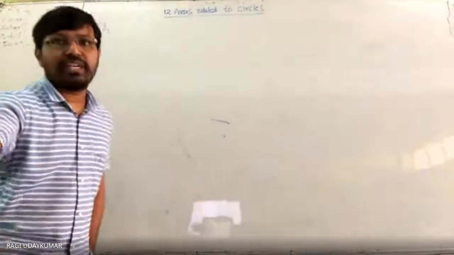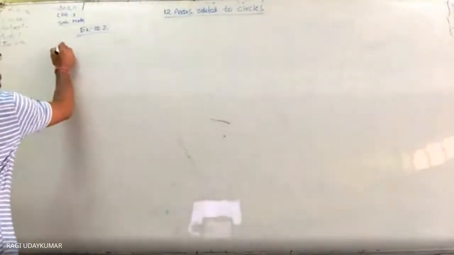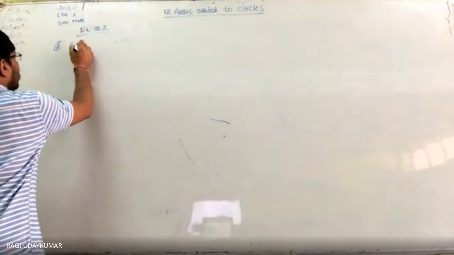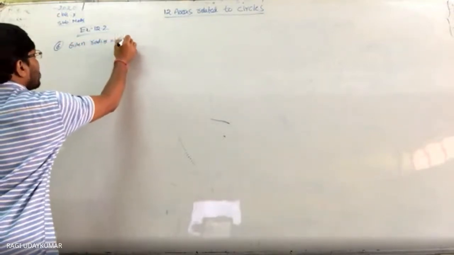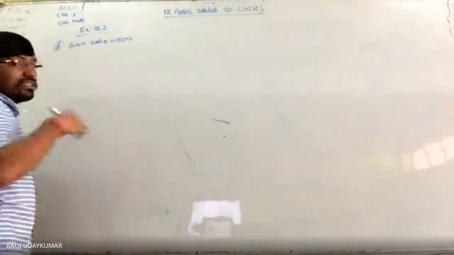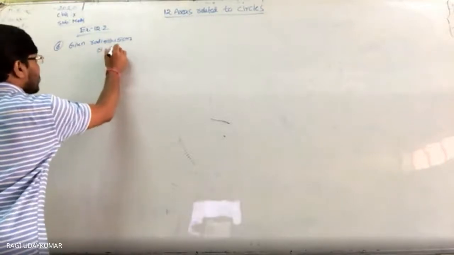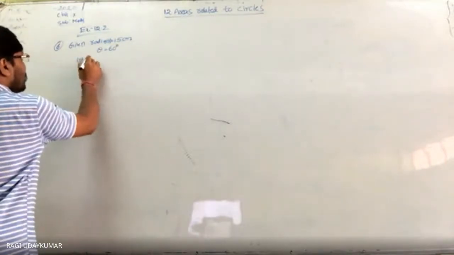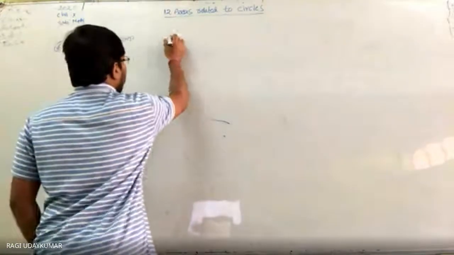So what is the question given to you? A chord of the circle of radius, the radius is given to you as 15 centimeters, and it makes an angle of theta, theta is equal to 60 degrees at the center. Let the chord be AB. So let us draw the figure.